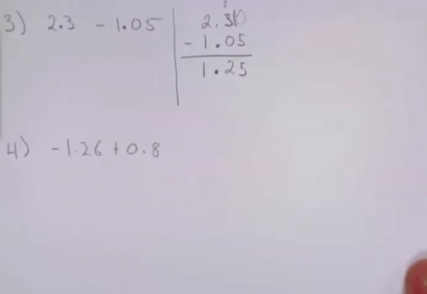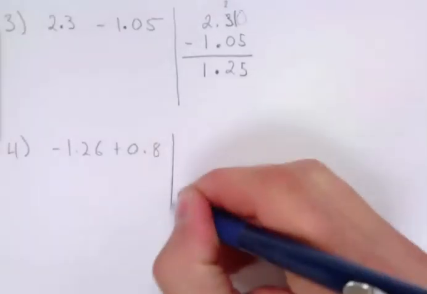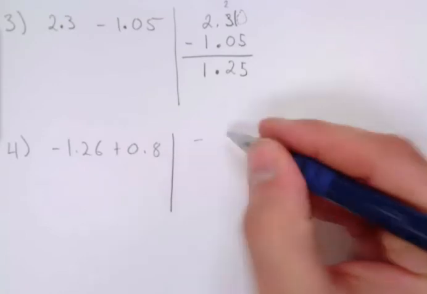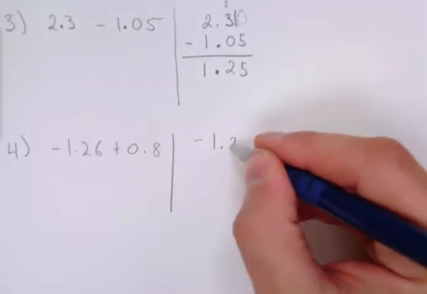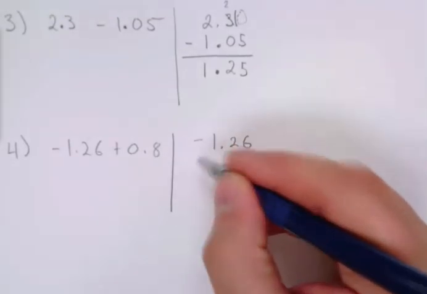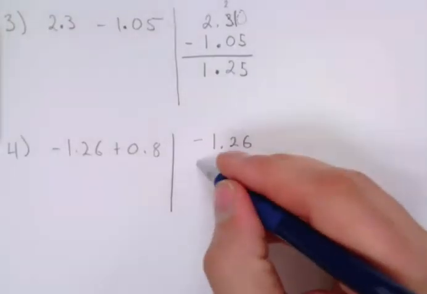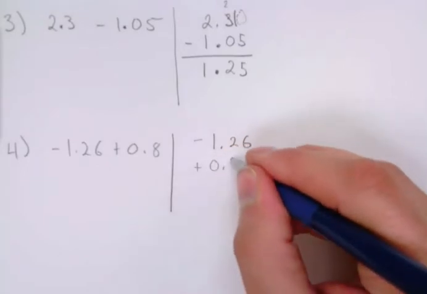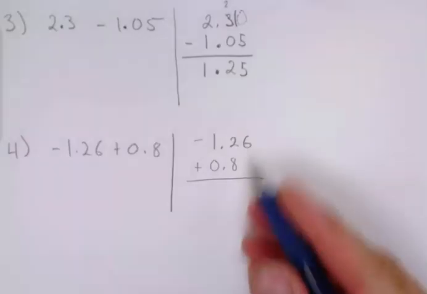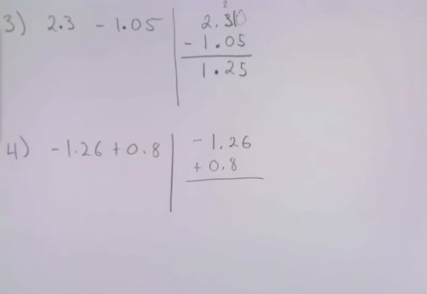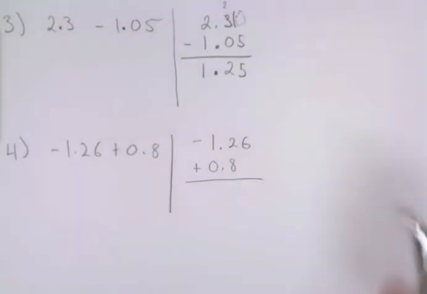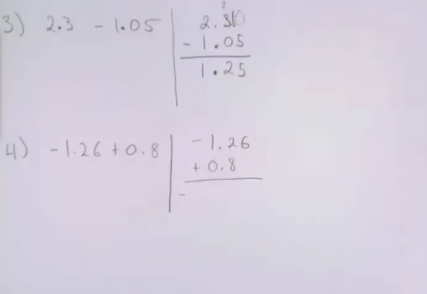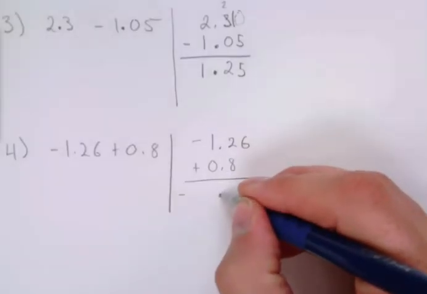Alright. Now let's look at number 4. For this one here, we have negative 1.26, and we're going to add 0.8. Now we have a negative and a positive here, so they're opposites, so it's kind of like subtracting. And I know my negative is bigger than my positive, so I'm going to make this a negative. And we're going to put my decimal where my decimal goes.